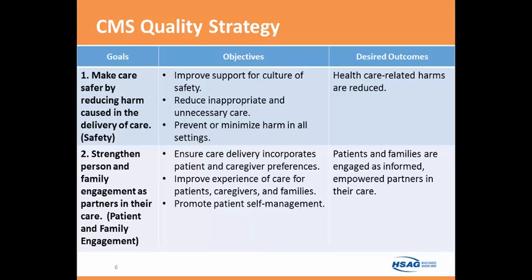The second goal is to strengthen person and family engagement as partners in their care. This goal is often referred to as patient and family engagement. The objectives of this goal are to ensure care delivery incorporates patient and caregiver preferences, improve experience of care for patients, caregivers, and their families, and promote patient self-management. The desired outcome is that patients and families are engaged as informed, empowered partners in their care.